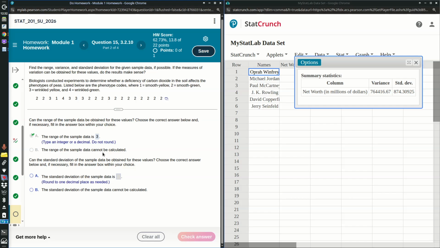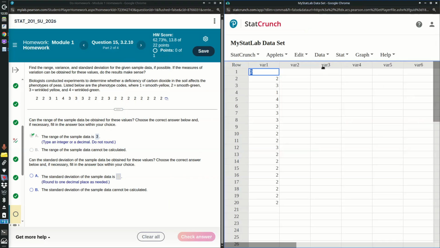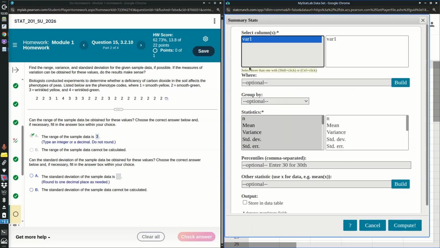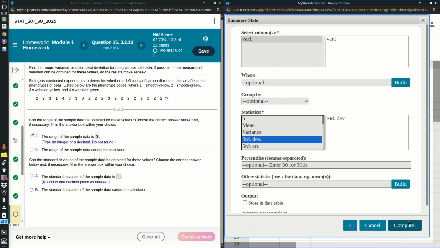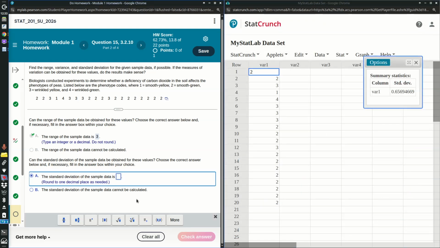Can we actually do standard deviation here? We probably can. But again, it's not going to be very meaningful. So let's open the data, just do the summary stat with standard deviation. So we can select this, do standard deviation, but what is it going to measure? I mean, it doesn't really make sense. So it says 1 decimal place, so 0.7 would be my answer here.